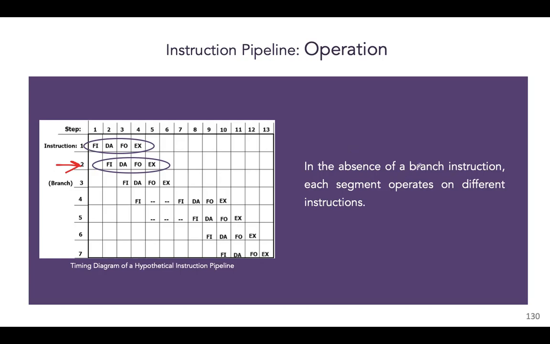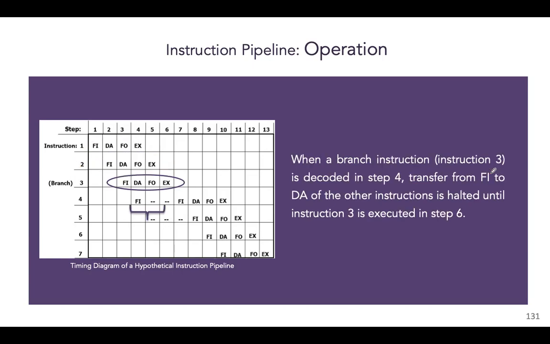But this is only as long as there are no branch instructions. Normal execution takes place only when there are no branch instructions. Now suppose the third instruction in line was a branch instruction. What happens then?